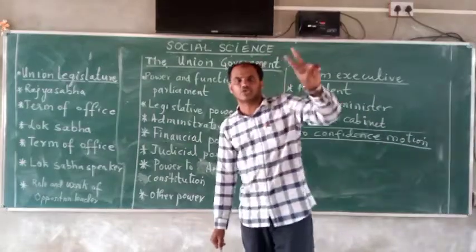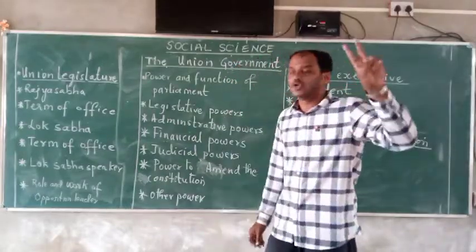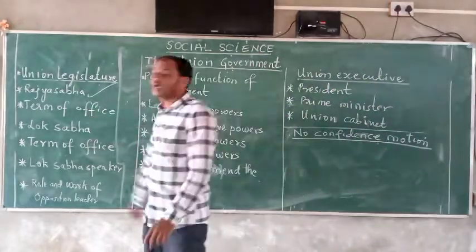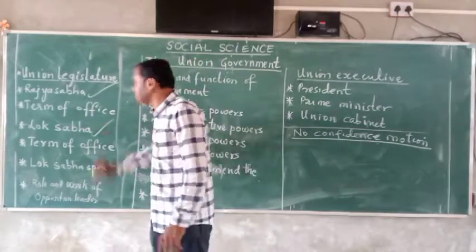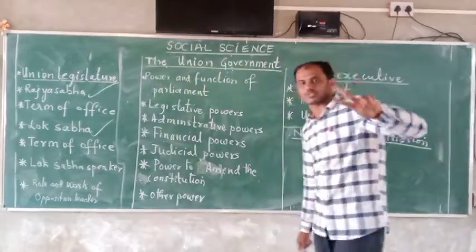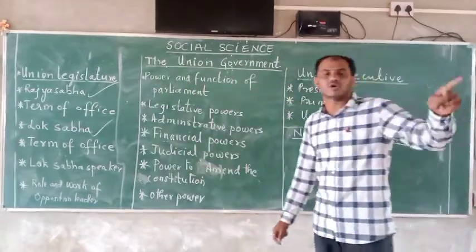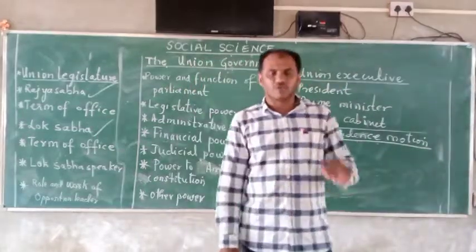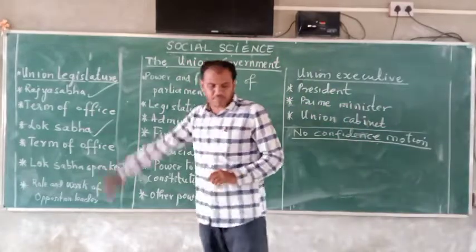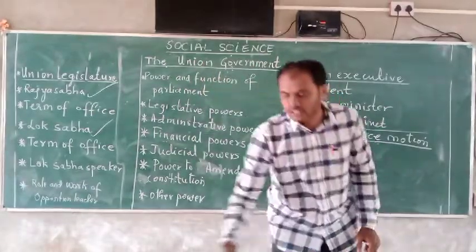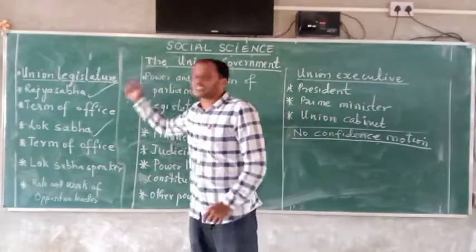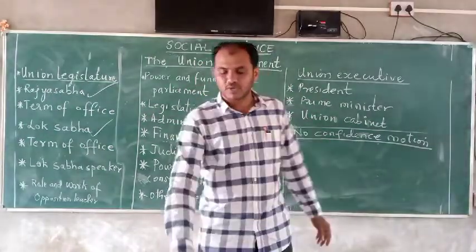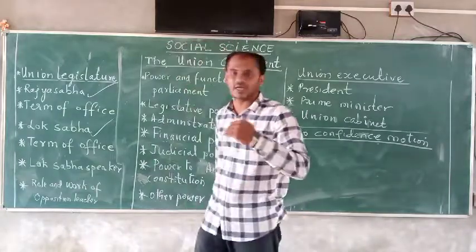Parliament consists of two houses. The upper house is called Rajya Sabha and the lower house is called Lok Sabha. First we will study the Rajya Sabha. As I have already said, Rajya Sabha is called the upper house of Parliament.